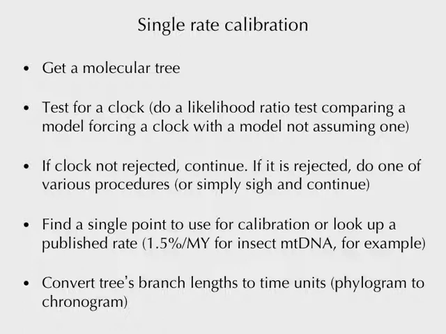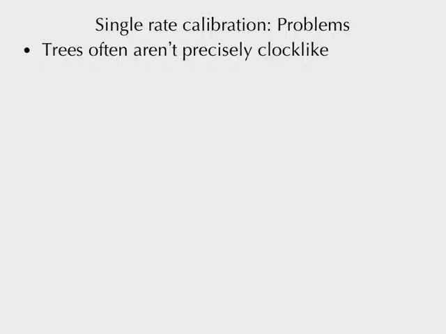But what I'm trying to get you to do is understand things like the ratio test, how you can use that, and what people used to do. So we read older papers on calibrating trees, how they do that. Okay, so problems with this: trees aren't often precisely clock-like.